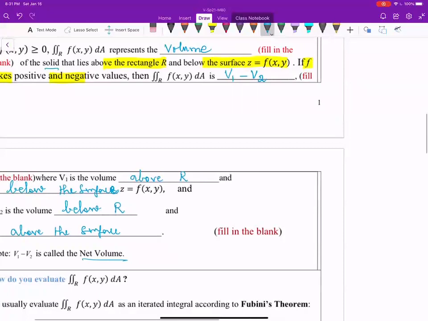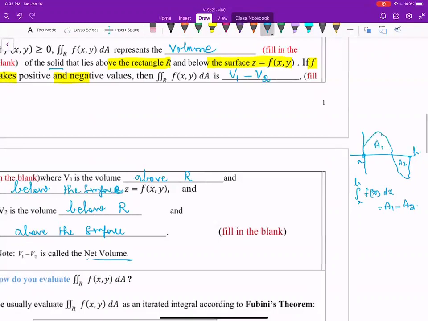The idea here is just similar to the idea that we had in calculus 1. If a part of the area is above and part of it is below, then if you do the integral from A to B of f of x dx, it would be the area above the x-axis, which is positive, minus the area below the x-axis, which is minus A2, which is said to be the net area.